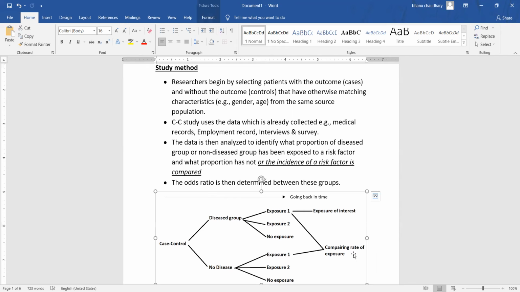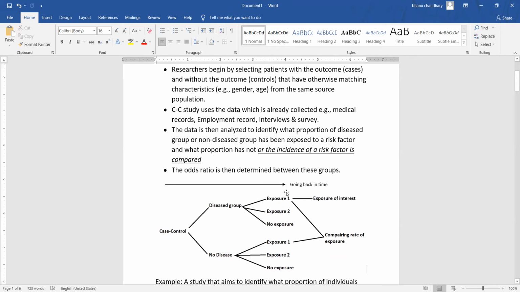Then you will compare the odds or the incidence or the prevalence, I must say. So you will check the prevalence of smoking in the disease group, which is the esophageal carcinoma group, and the control group, which is the individuals without esophageal carcinoma. So you will compare the rate of exposure, or the prevalence of the exposure.